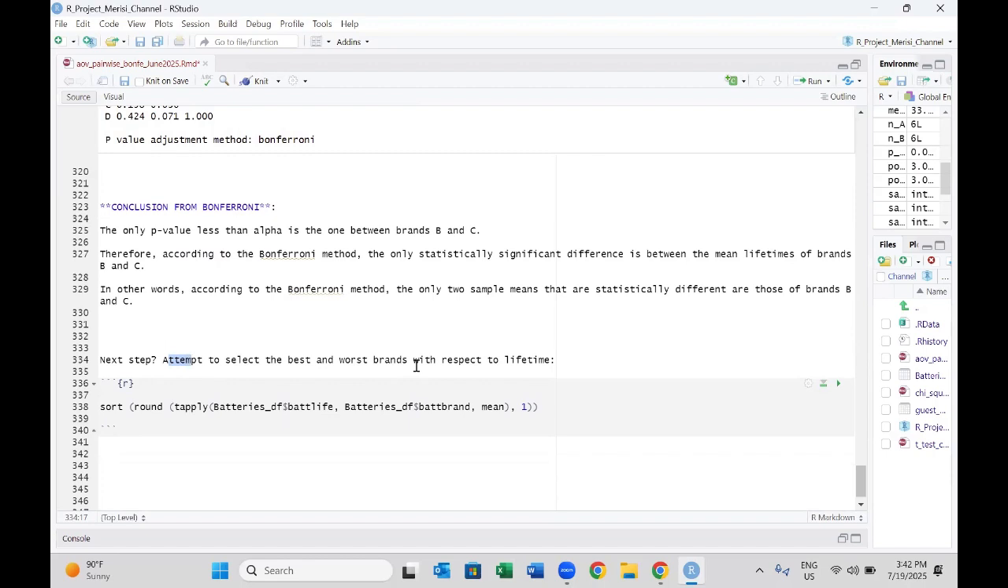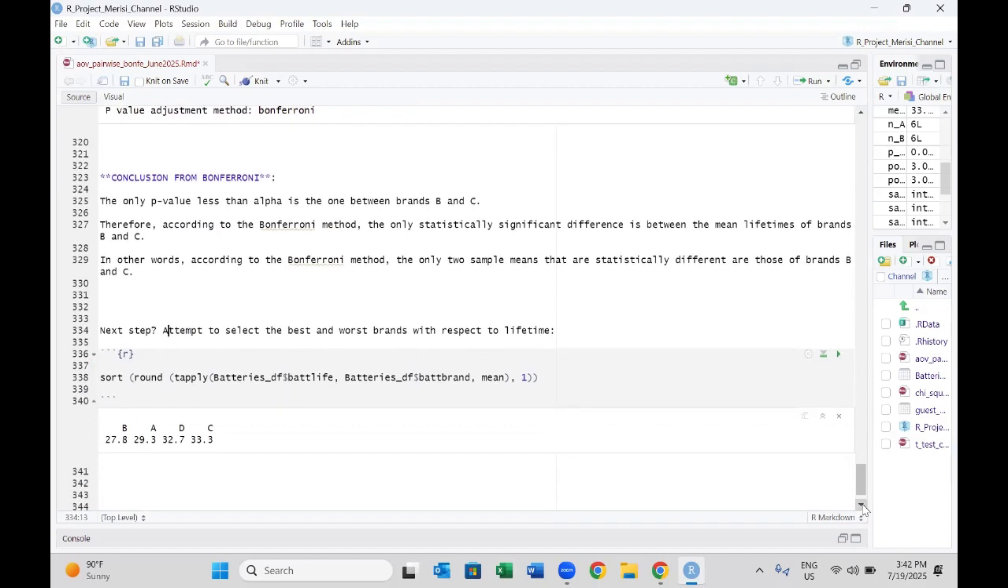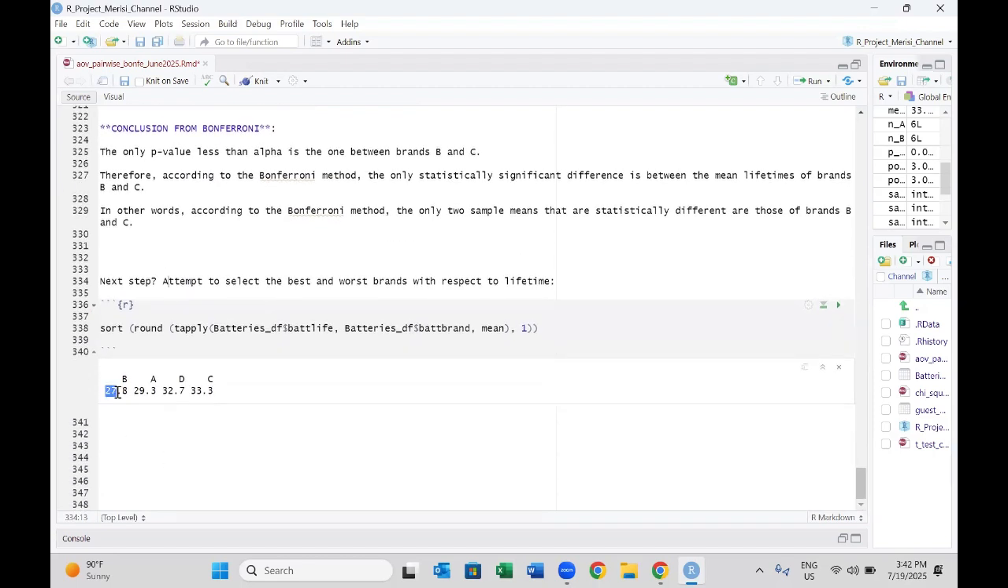But in this case, for sure, we can say the following. We saw that the only significant difference is between B and C, okay? And B is lower than C. So B is worse than C because with lifetime, the lower, the worse, right? So we can claim that B is the worst brand because it was the only brand dominated by another brand. B was the only brand shown to be worse than another brand. So for sure, in this case, B is the worst brand.